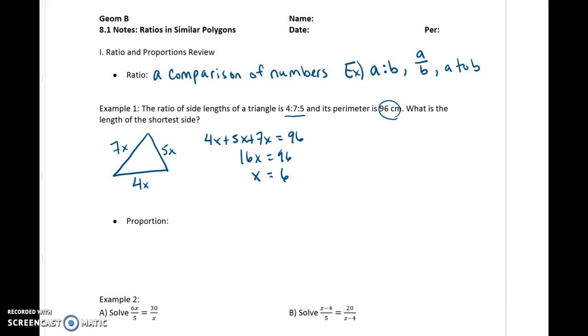So if we multiply each of our numbers here, 4 times 6, 5 times 6, 7 times 6, we'll get our 3 side lengths. But here we're only looking for the shortest side, so make sure you go back and look at those directions. So our shortest side is 4x, which is 4 times 6, or 24. Okay, so that's how we deal with perimeter.